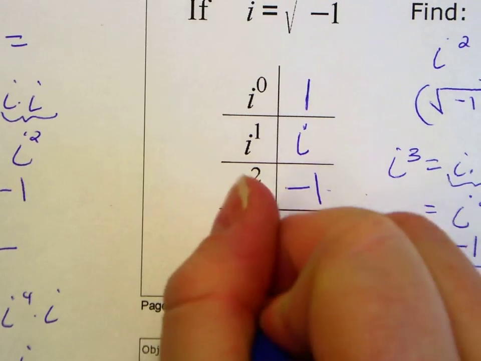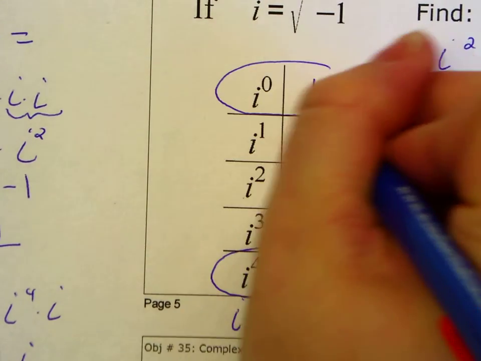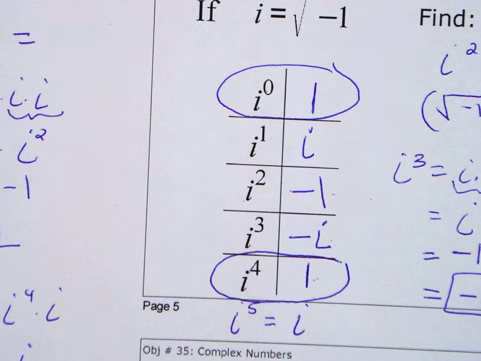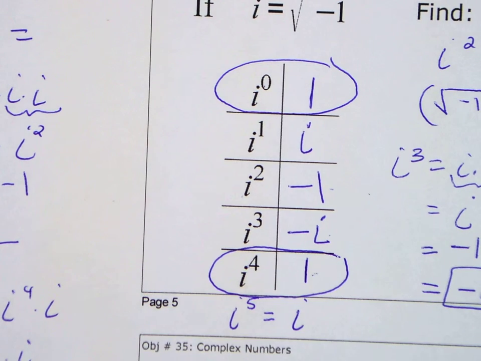i to the 4th equals 1, right? Every 4 i's, it cancels itself out and you get 1. It's like a clock. Every 60 minutes you start over. Every 4 i's we start over, all right?